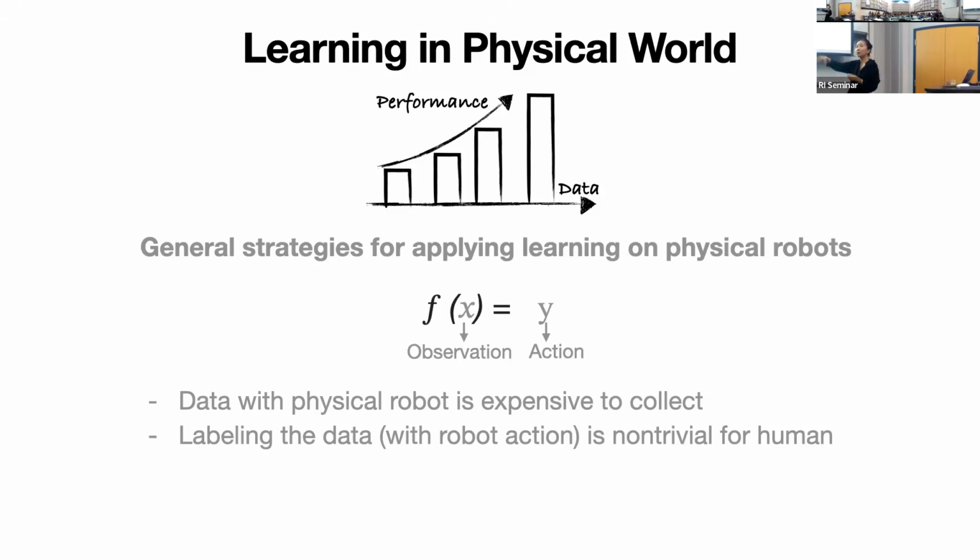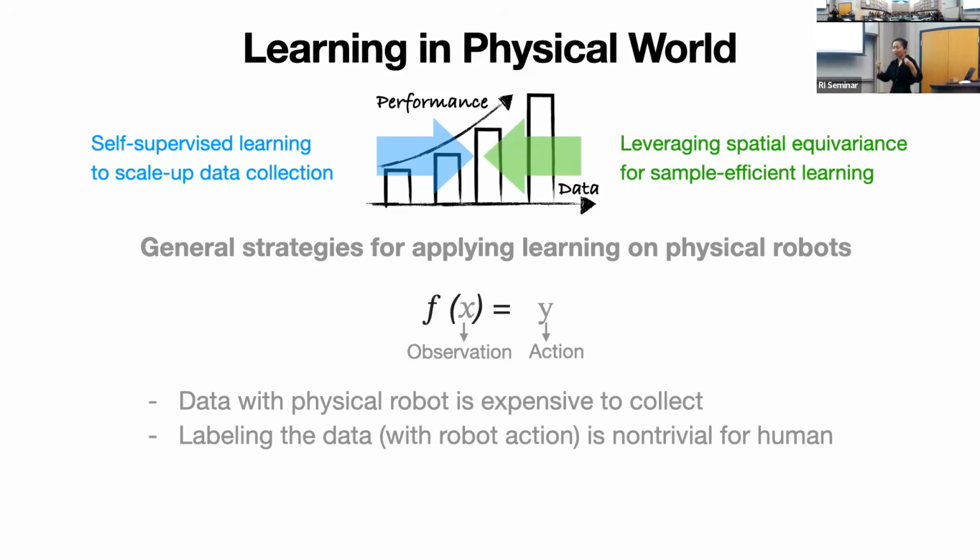If you want to label those raw sensory inputs with the correct robot actions, it's often a non-trivial task for a typical human, unless you're a trained roboticist. It's a different task than, for example, just labeling cats and dogs in an image. You need a roboticist to provide the correct label for that data. As a result, one thing that we always try to do in our methods is to bridge this data gap from both ends.